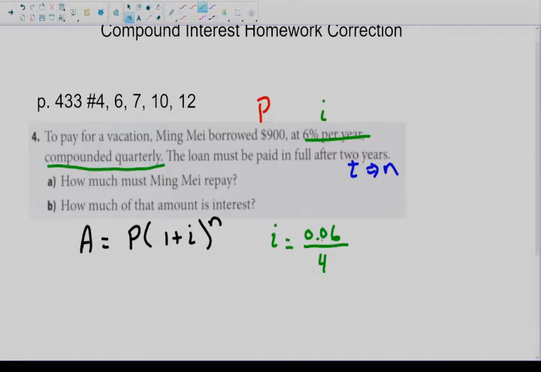And what we've seen in the past is that actually ends up being a little bit more than 6% because you're compounding your interest more often. But that's basically how that works. You always divide by your compounding frequency.